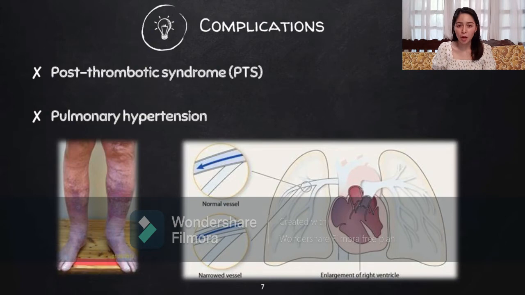Here are some possible complications of venous thromboembolism, or VTE. First is post-thrombotic syndrome, or PTS, in which poor blood flow, inflammation, and blood vessel damage from deep vein thrombosis cause swelling and discomfort. PTS is a long-lasting condition that can be disabling. Another is pulmonary hypertension, which occurs when pulmonary embolism blocks blood flow and raises blood pressure in the vessels leading to your lungs. This condition can lead to heart failure.